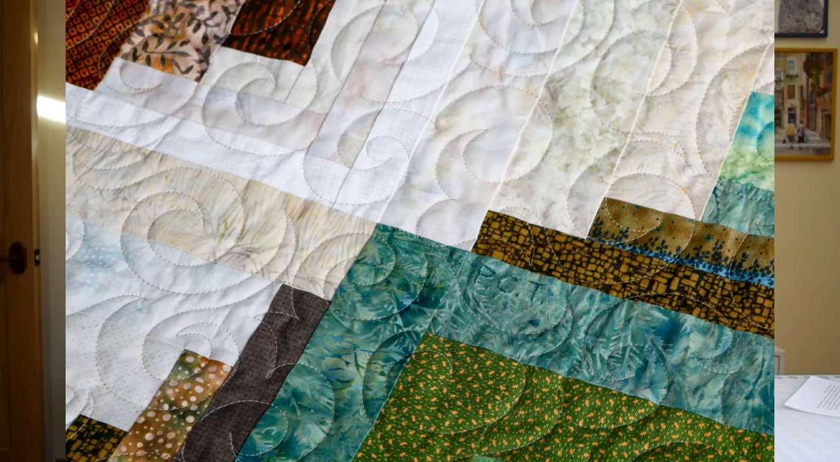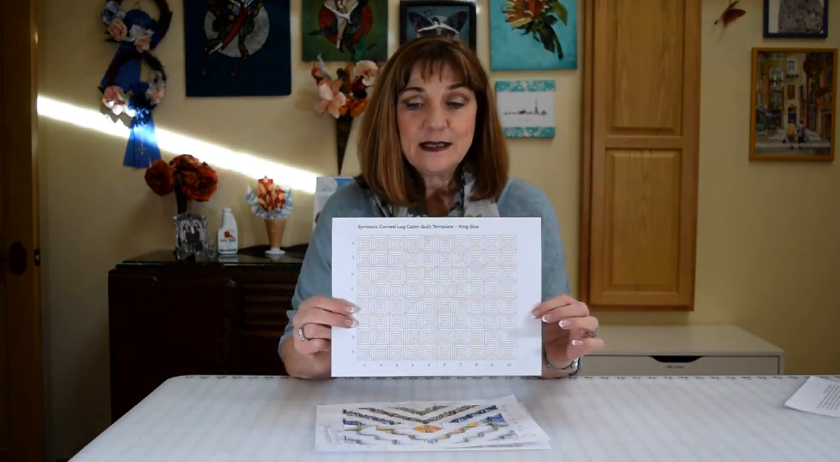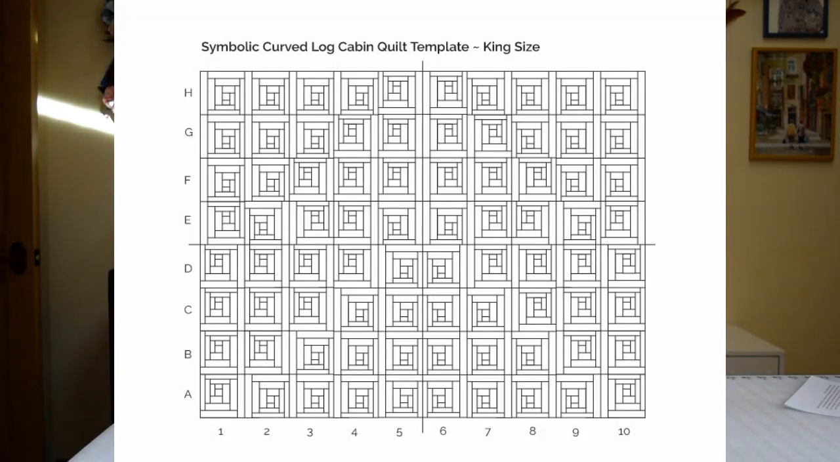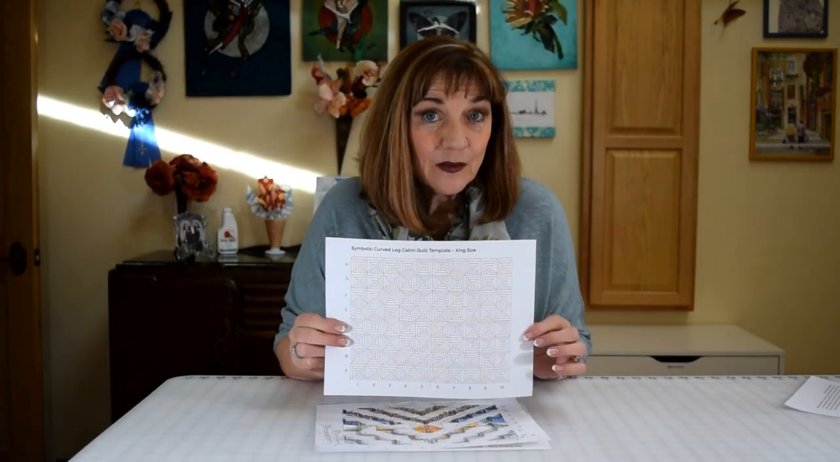So first, you're going to think, how do I get started? It's a king-size quilt. You have all these blocks and all these opportunities to use colors to shape the different areas that you want to design as your symbolic parts of the quilt. So what I did first in Illustrator is I created this symbolic curved log cabin quilt template. And this is a free download.